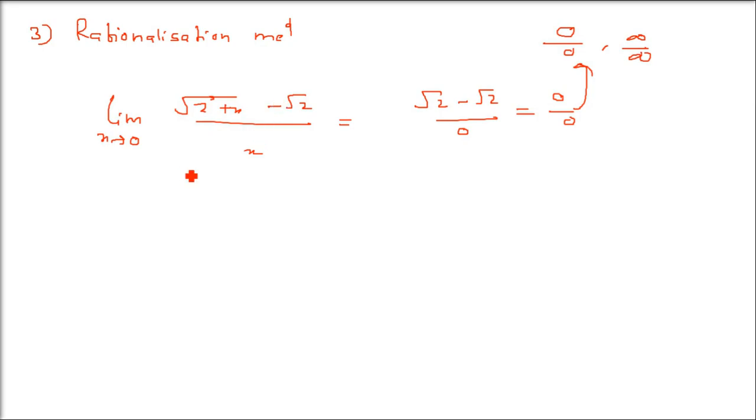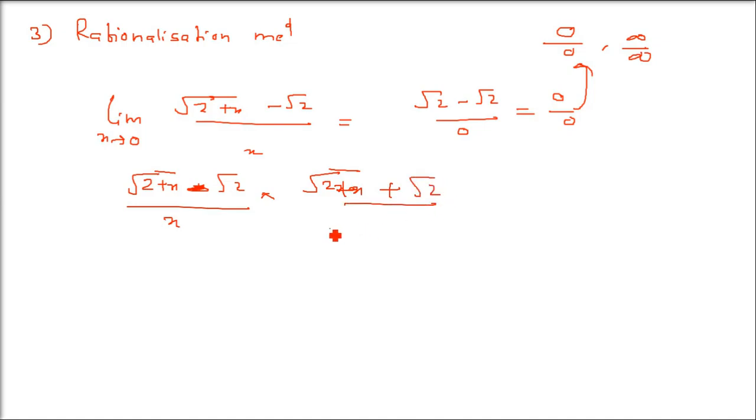We will do the rationalization here. So we will multiply numerator and denominator by the conjugate, or the rationalization factor, of the numerator. Let's see here. So we will multiply numerator and denominator by root 2 plus x plus root 2.